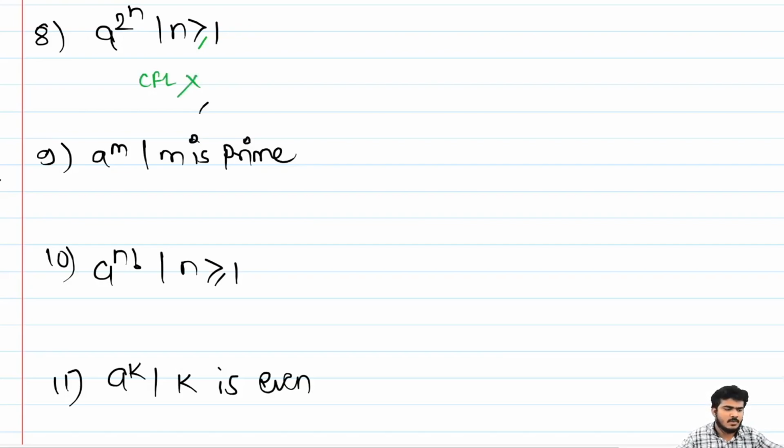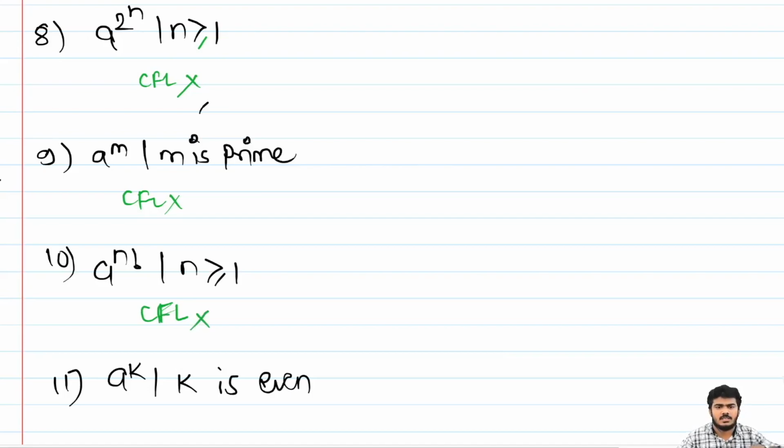Then a to the power m, where m is a prime number. We will not get any pattern in that, so this is also not a context free language. Okay, a raised to power n factorial, where n is greater than or equal to 1. In this also we will not get any pattern, so we are not able to design a PDA for this one, so this is also not a context free language.